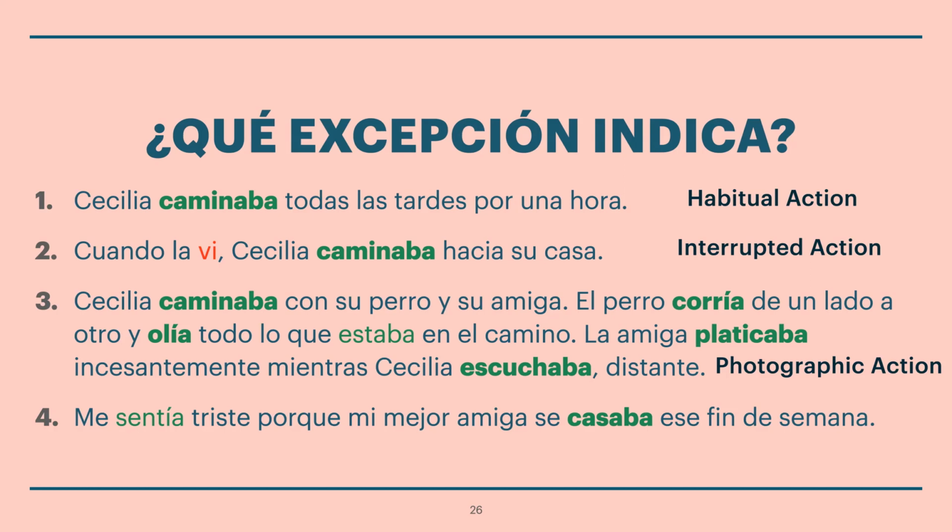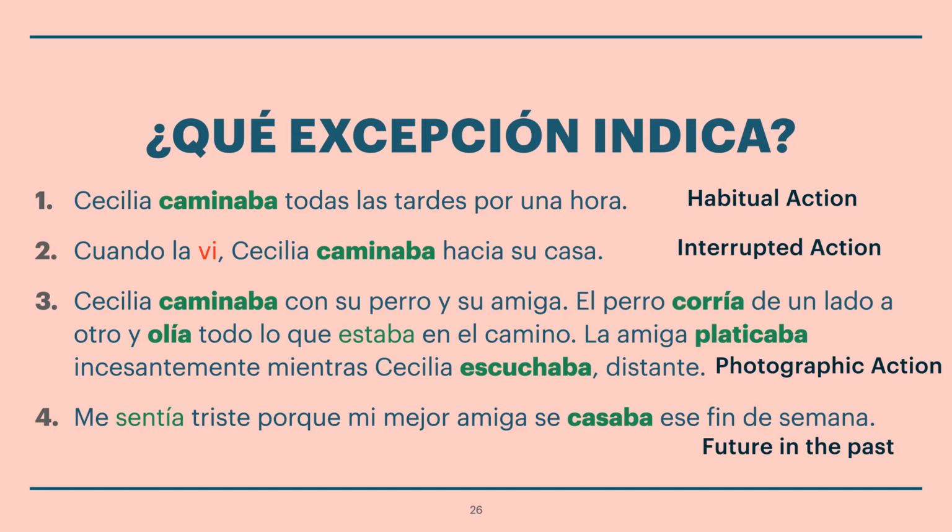Y número 4, me sentía triste porque mi mejor amiga se casaba este fin de semana. That's better than the dog dying. I was sad because my best friend was getting married that weekend. So we're not saying she was already married. She was getting married. It's implying it's happening in the future, but it's in the past. So we use imperfecto. So that's future in the past. Okay? How'd you do? How'd it go?